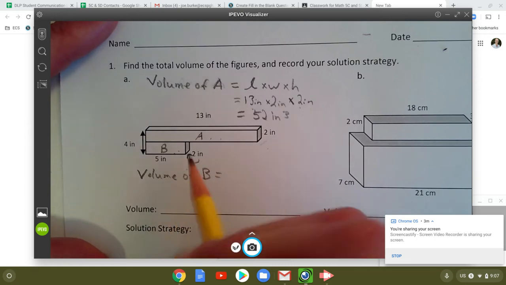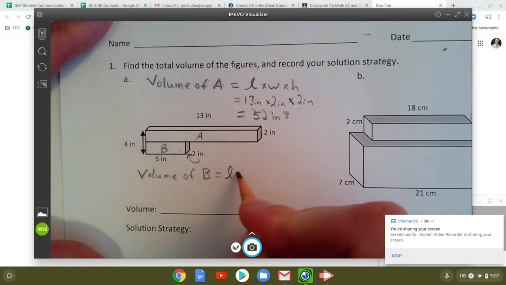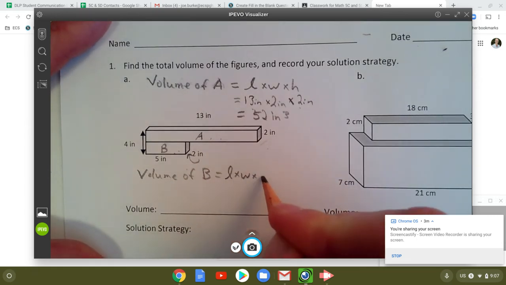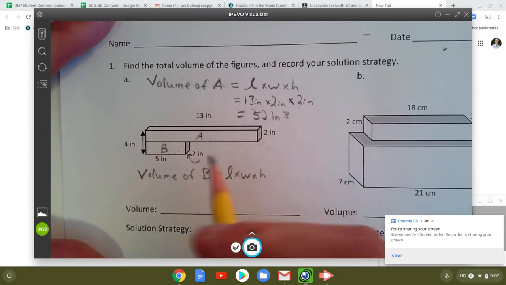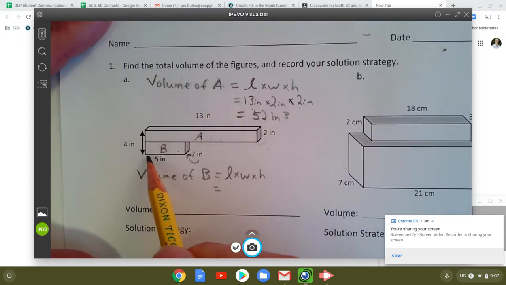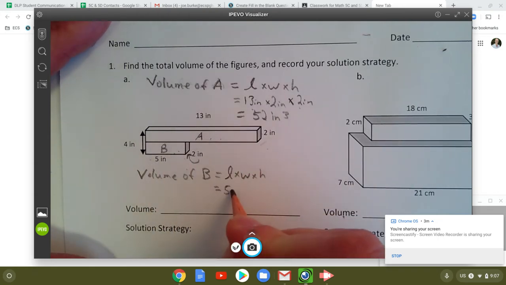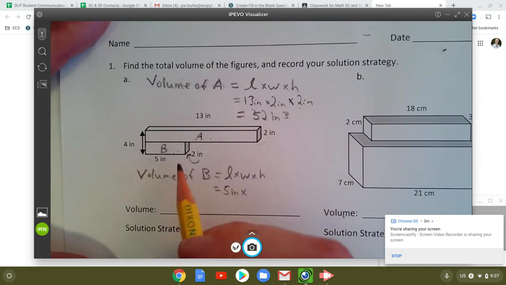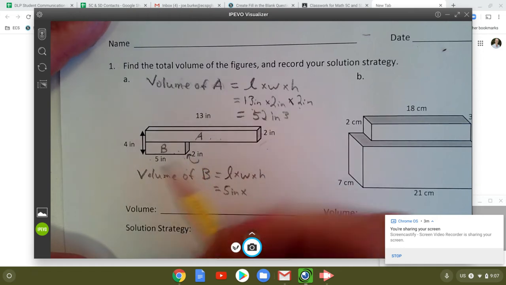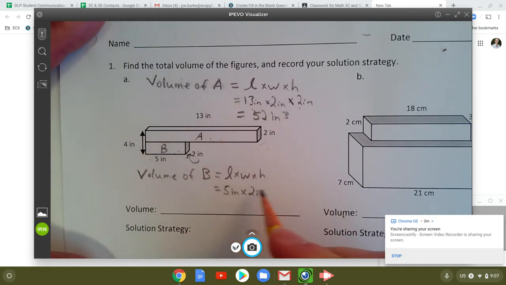So the volume of B, again, I need to find the length times the width times the height. And the length of B, let's see, 5. Okay, all right, 5 inches is 5 inches from there to there. So 5 inches times the width. What's the width? Okay, the width is here. The width is here. So that is 2 inches.